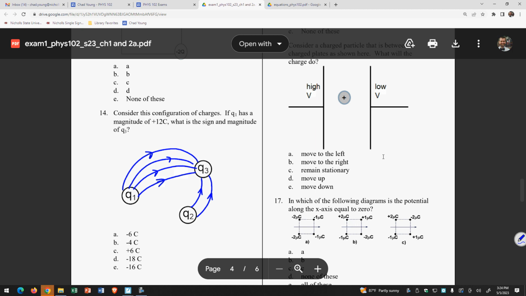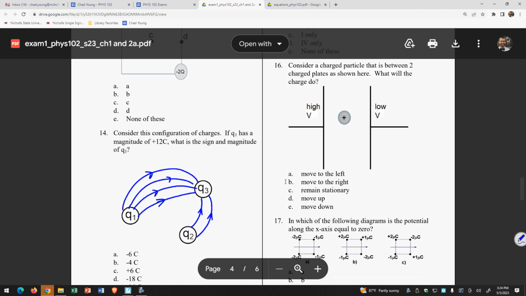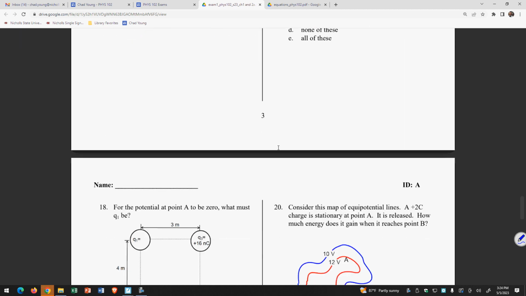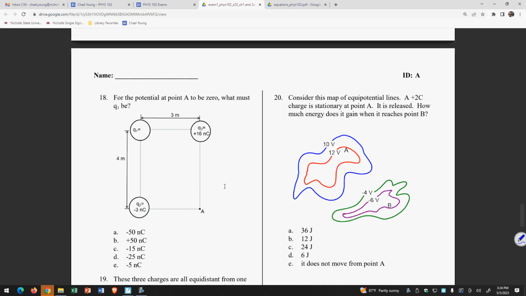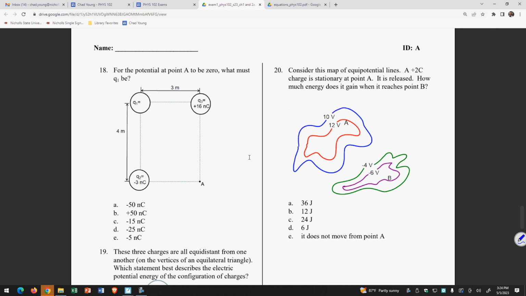Electric field lines, where are equal potential lines, or where is our potential 0? There are these equal potential maps, like the map. So this is like a topographical map.